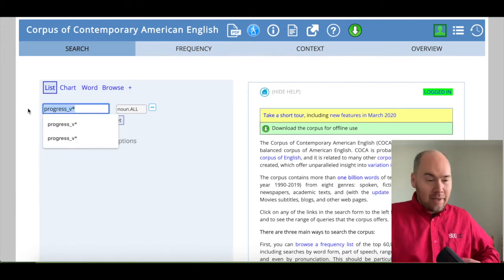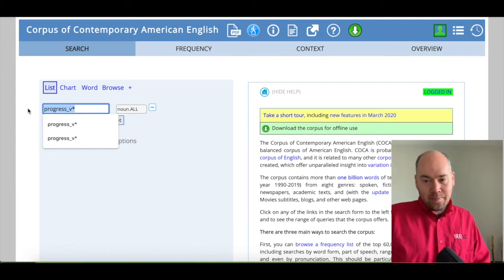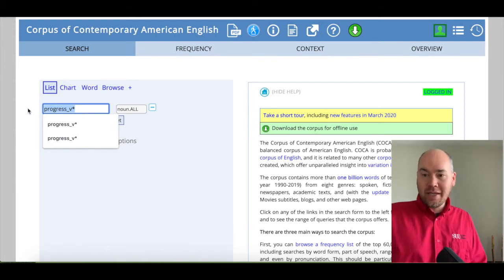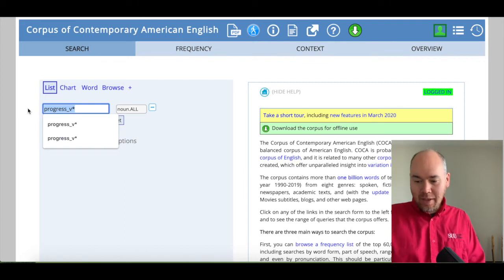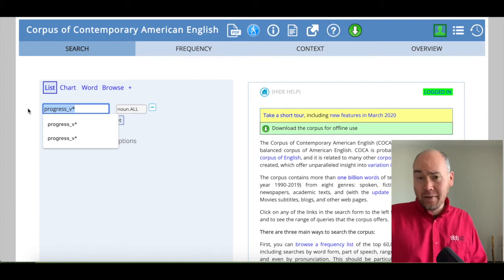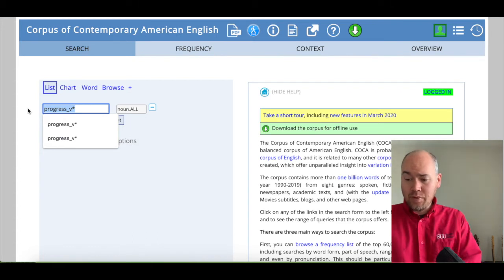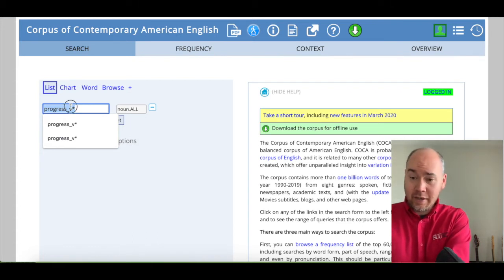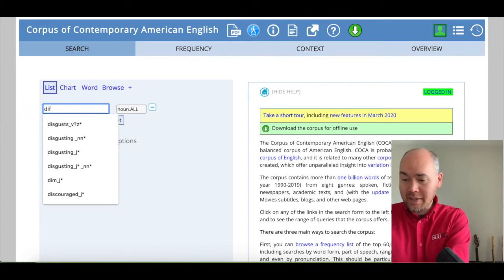So where this will be maybe very useful for you in doing homework is, say you have a word that you use and you're not sure if it's a noun or an adjective, or if it's both, you're not sure which one is more common. You can do what I just did here. Try to find, for example, difficult.